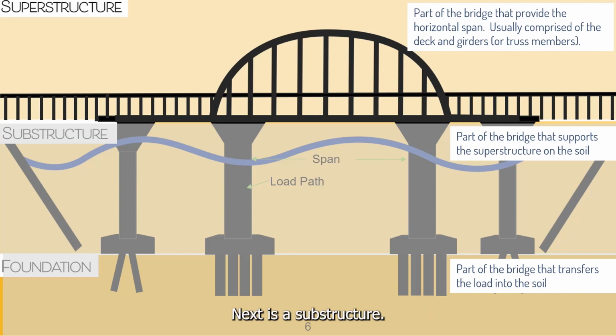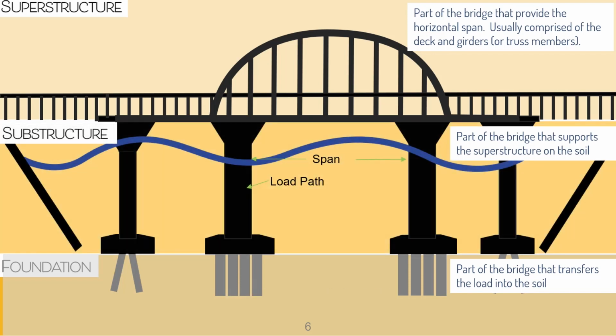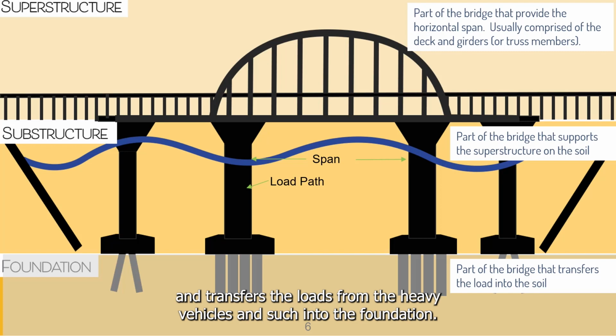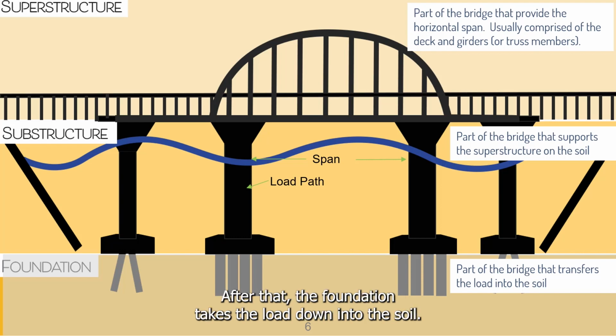Next is the substructure. This is the part of the bridge that supports the superstructure and transfers the loads from the heavy vehicles and such into the foundation. These are usually comprised of pier caps and piers. After that, the foundation takes the load down into the soil.